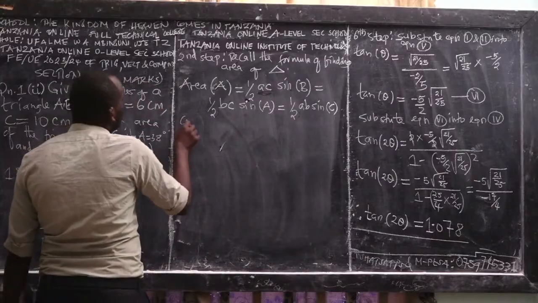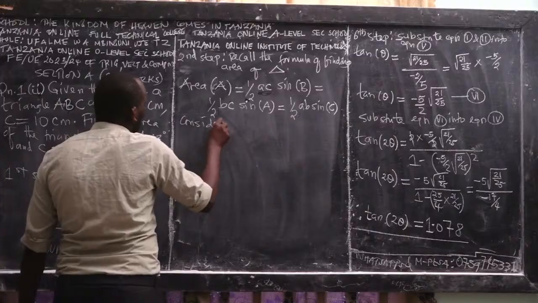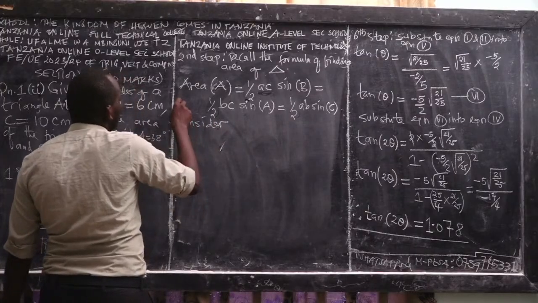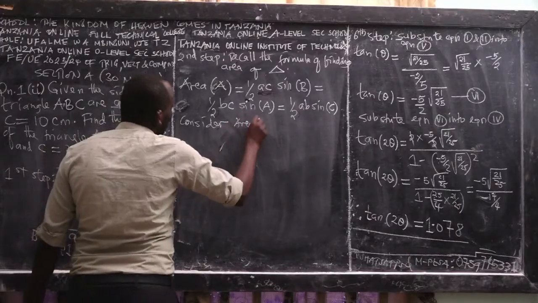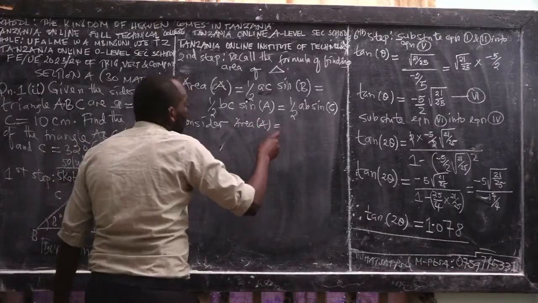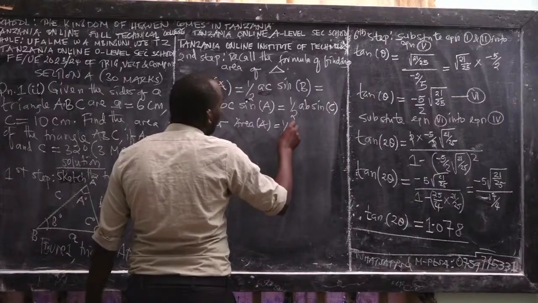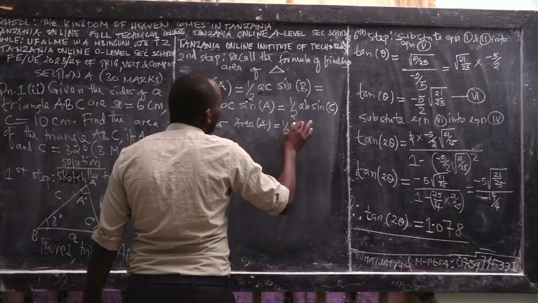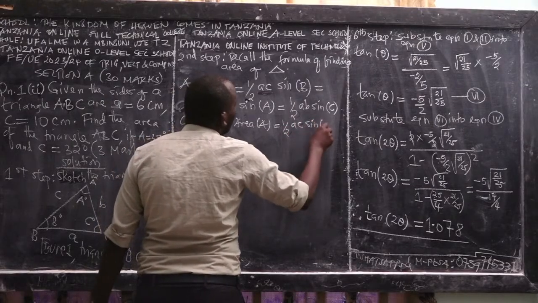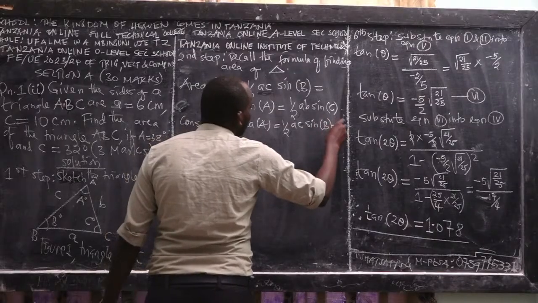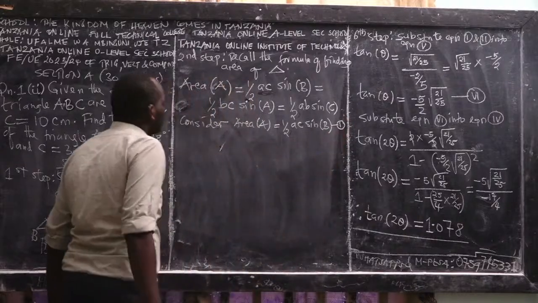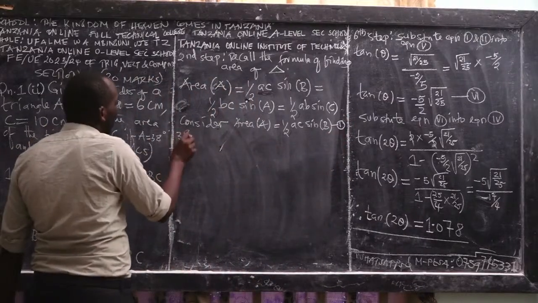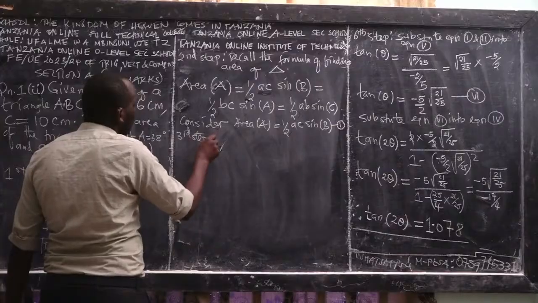So then we are going to consider this formula. Based on the question, this is the third step. Consider this formula. Area is equal to a half side A times side C, then sine of angle B. And this one will be our first question. So third step, we find the value of angle B.